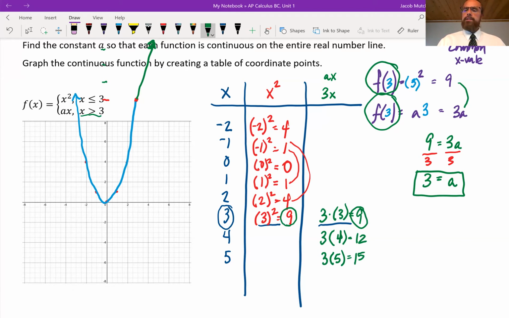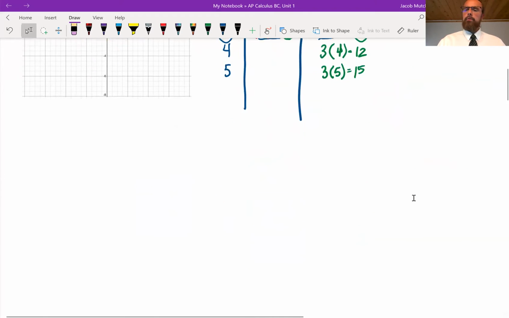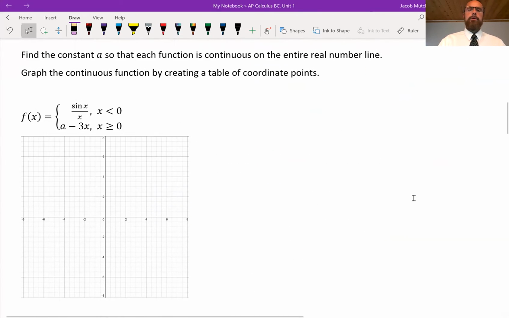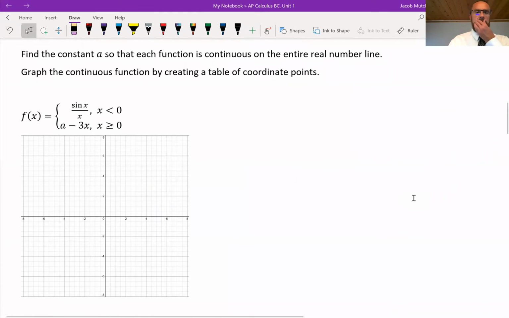Let's take a look at a second example with a trigonometric function. So our task is exactly the same. We want to find a constant a value so that each function is continuous on the entire real number line. And then we'll prove it by graphing it. And we'll make that with a table of coordinate points.